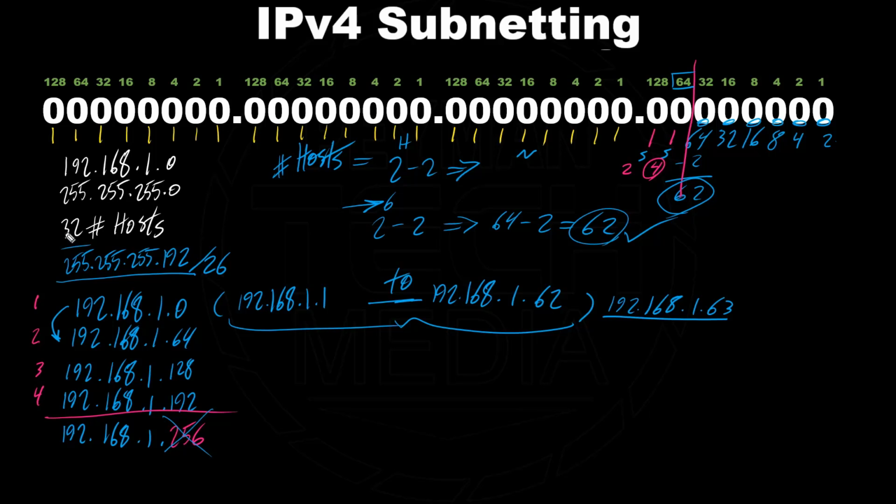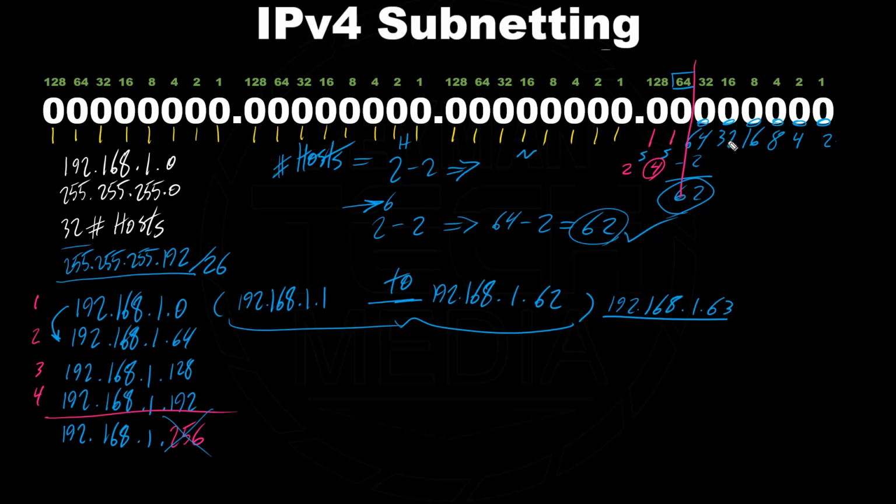Here they said we need 32 hosts. So when we count 2, 4, 8, 16, 32, when we do the -2, for one address for the network address and one address for the broadcast address, it's reserved. We cannot use them. We cannot assign them to the network devices. So when we do the -2, it's not going to be enough IP addresses. 32 minus 2 is 30. And here they are asking for 32.